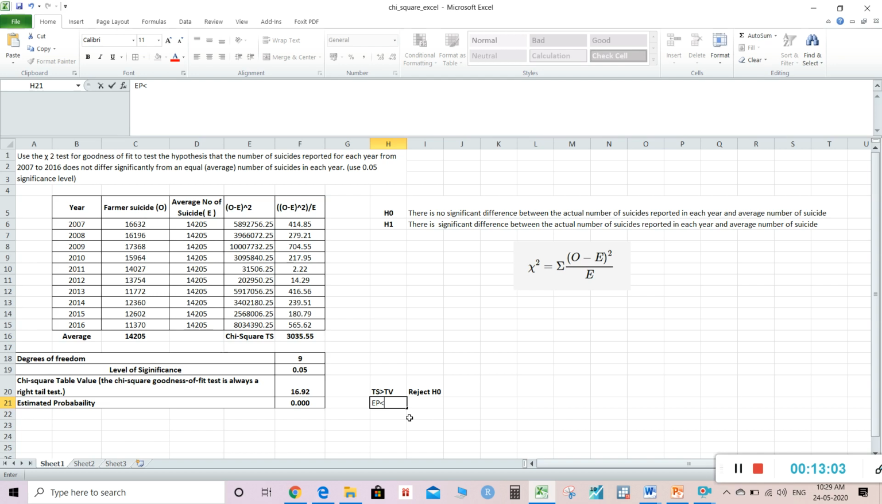So that also provides the same conclusion, that you reject your null hypothesis that there is no significant difference between the actual number of suicides reported in each year and the average number of suicides. So that's all about the step-by-step process of calculating the chi-square test for goodness of fit in Excel. Thank you.